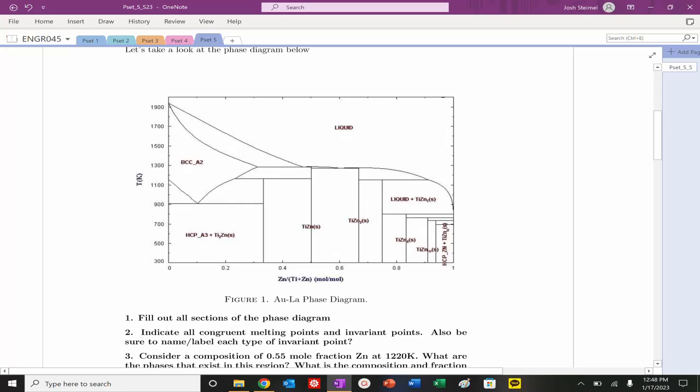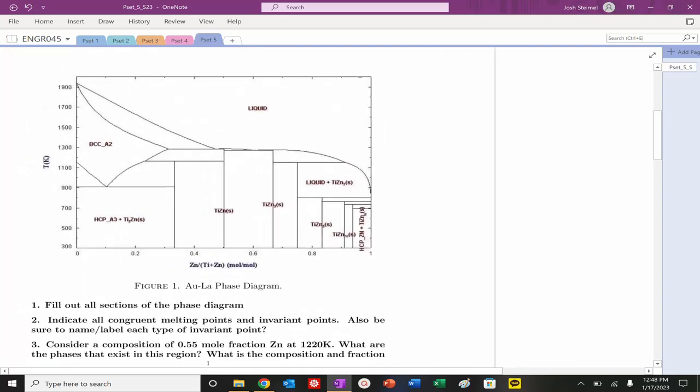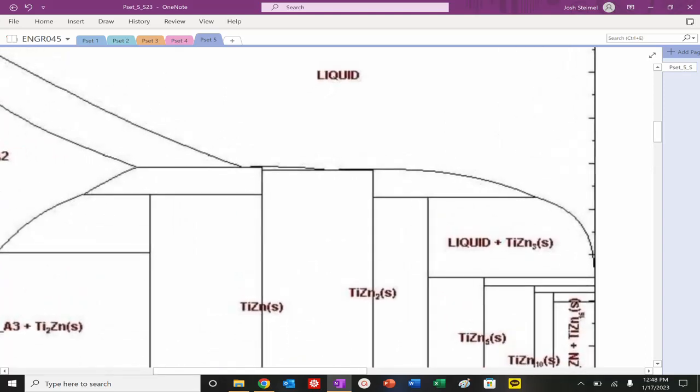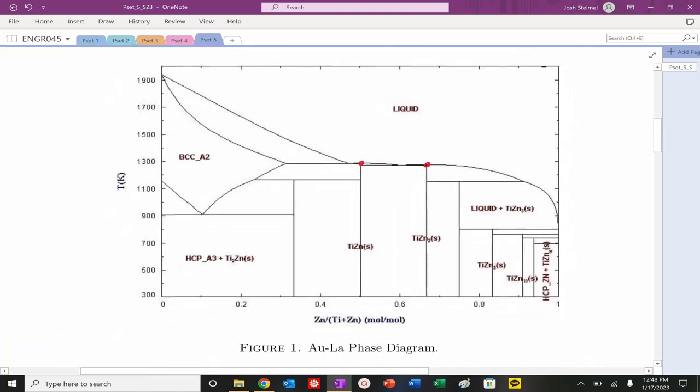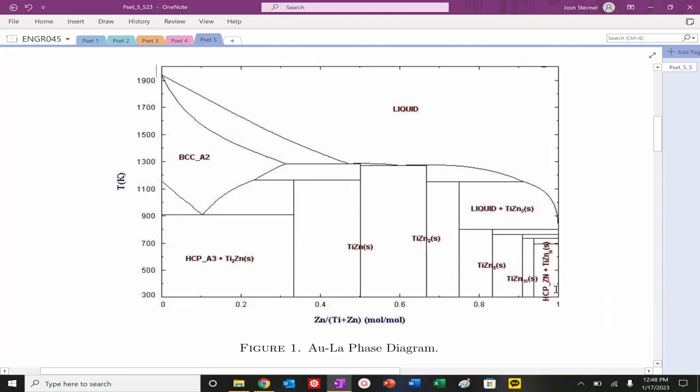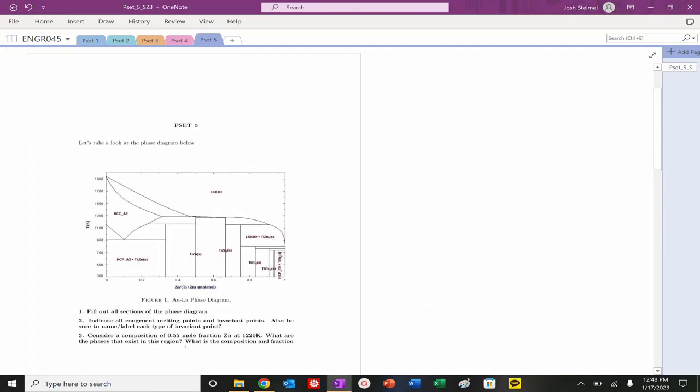Now, remember, invariant points. Actually, let's do any congruent melting points first. There may be a congruent melting point here, maybe a congruent melting point right here. There's also congruent melting points here and here, as we know from our phase diagrams. If we are looking at, and actually this is a little bit of a typo, but we'll figure that out later, zinc and titanium.